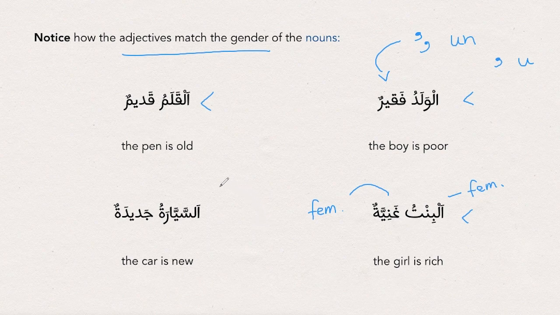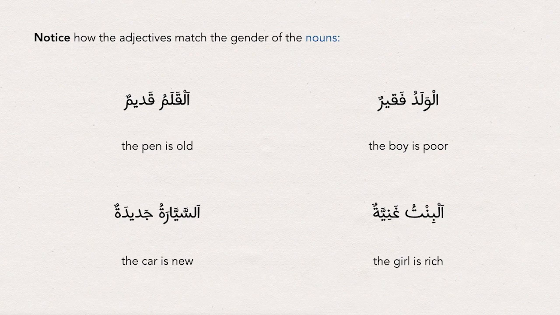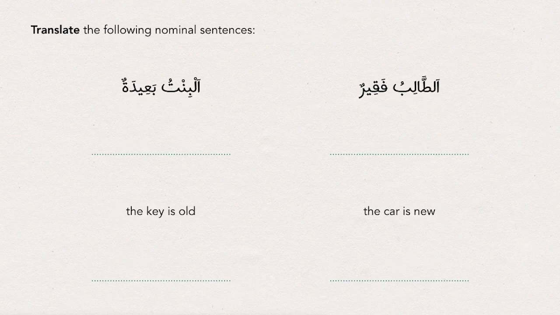And we can see exactly the same thing happening in the last example here. As-sayyaratu jadidatun. In which case, sayyara has a ta' marbuta, and it's a feminine word, and jadidatun matches. So it goes from being jadidun, perhaps as we saw in the vocab list, to jadidatun with the ta' marbuta, which is generally seen as the feminine marker in Arabic. So let's have a look at some exercises.